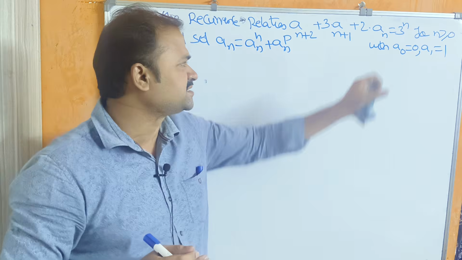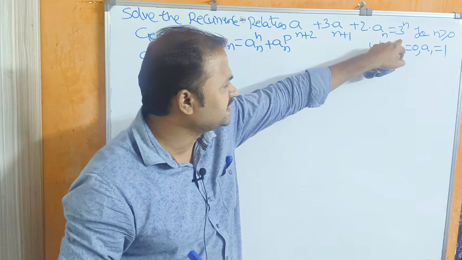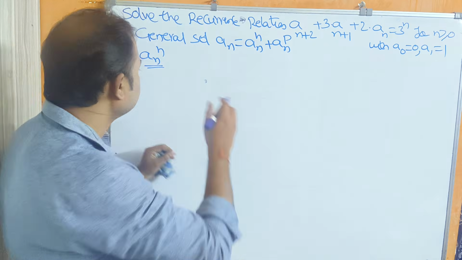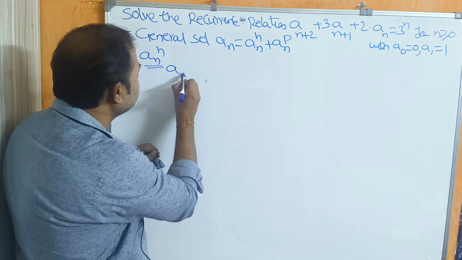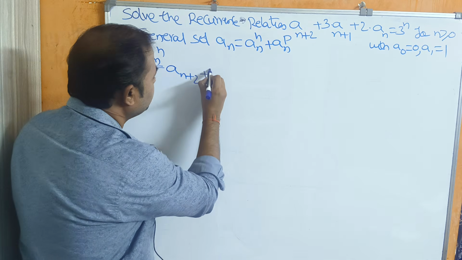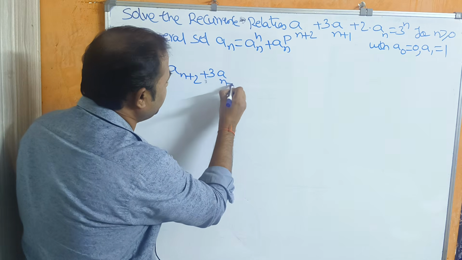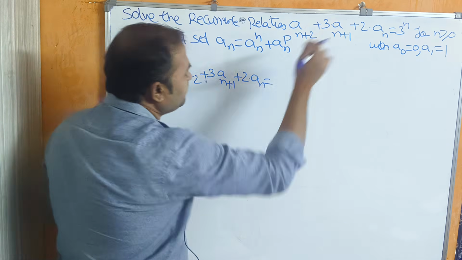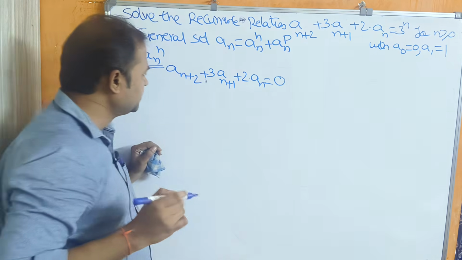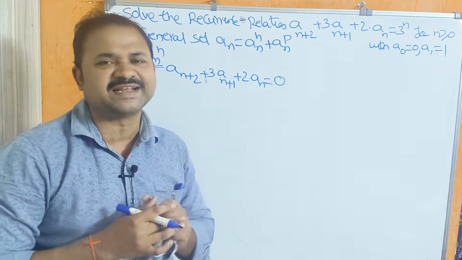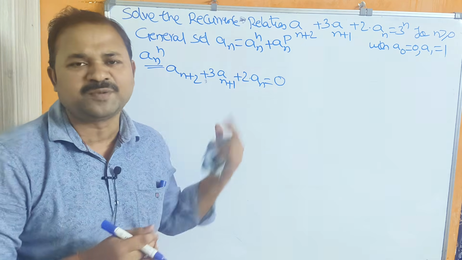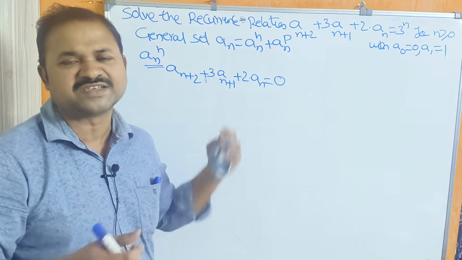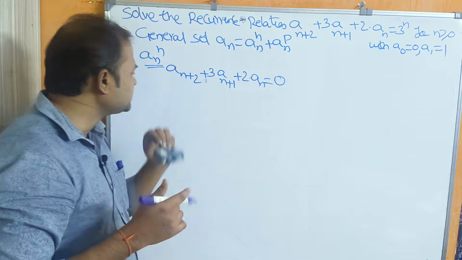Homogeneous solution means here in the right hand side, that is in the f(n) part, we have to substitute 0. So now the recurrence relation will become a_{n+2} + 3a_{n+1} + 2a_n = 0, where we substitute 0 at the right hand side. So now we have to solve this recurrence relation. So directly we can obtain the auxiliary or characteristic equation of the second order homogeneous recurrence relation.